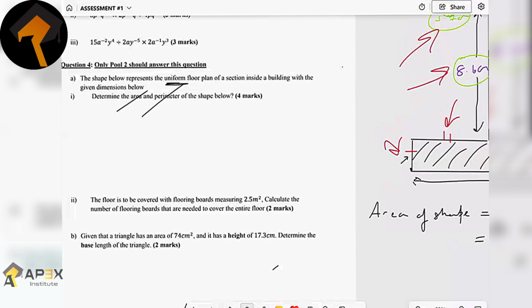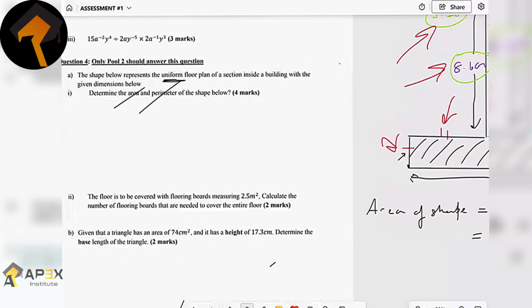So it's an overview, or a top view of what the inside of the building is going to look like. Maybe it's 2 hallways or 3 hallways meeting, and they want to tile it out using flooring boards. Each flooring board measures 2.5 square meters. This was a mistake. This should have been centimeters, guys. I don't know how many of you recognize that that was a typing error. So that should have been 2.5 square centimeters, because the measurement is in centimeters. Calculate the number of flooring boards needed to cover the entire floor.